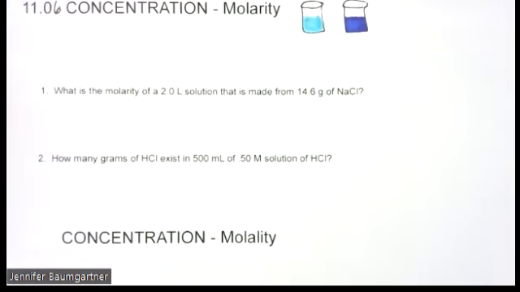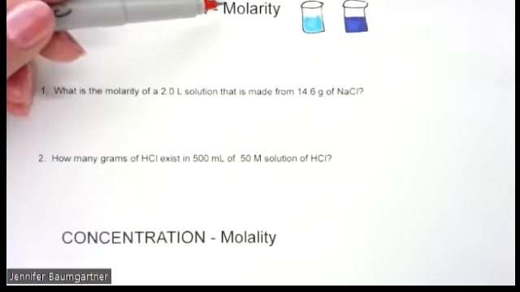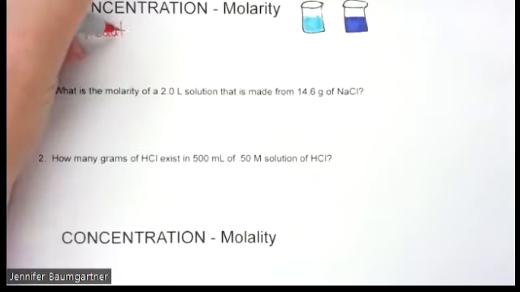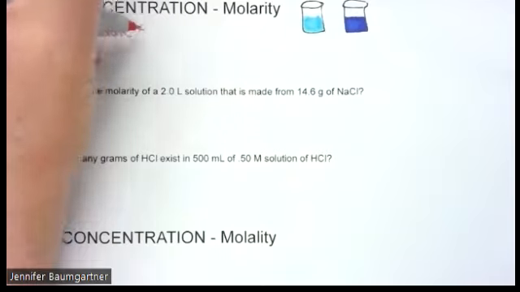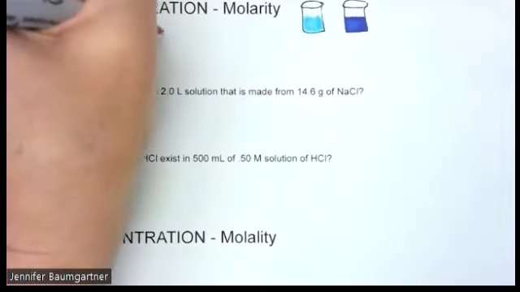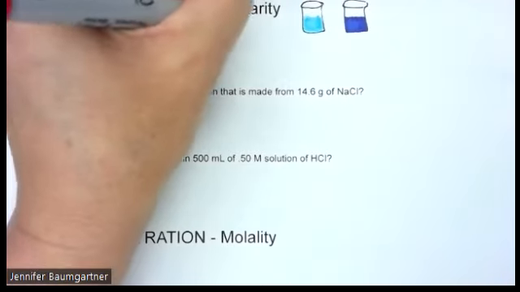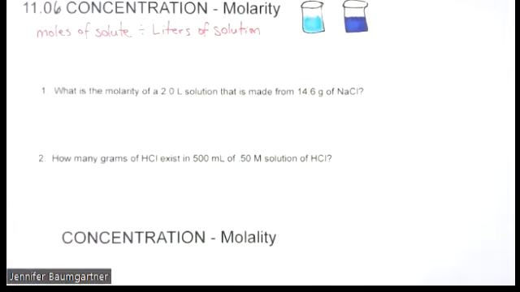I'm not quite sure yet if I want to do molality just on this one video by itself, or if we'll do them both together. We'll see where we're at when we're done talking about molarity. But molarity is the moles of solute divided by the liters of solution. Or you could say your total volume.